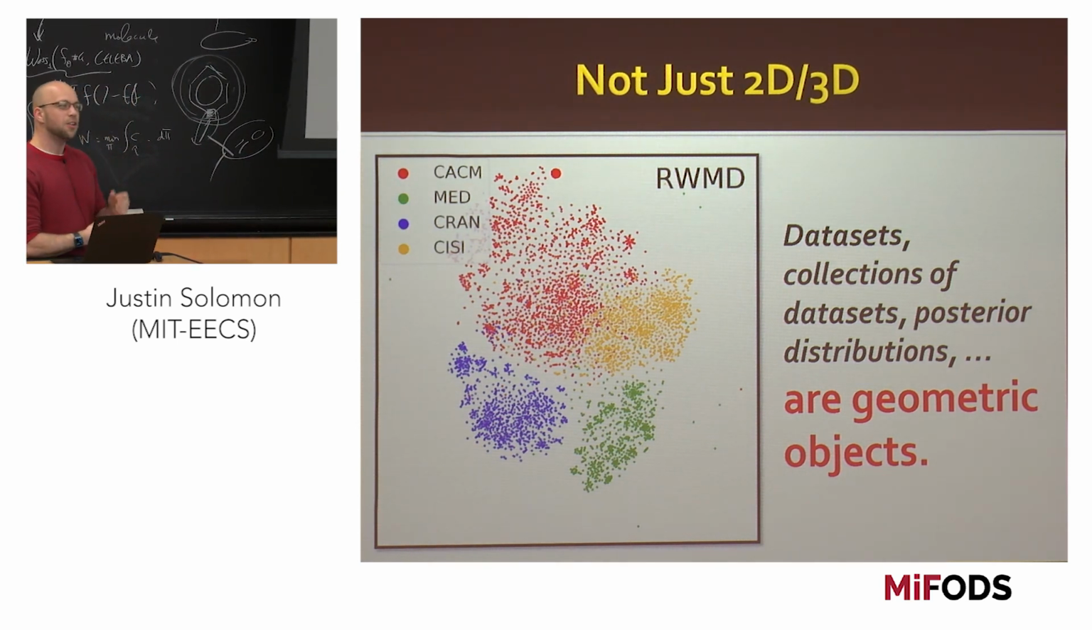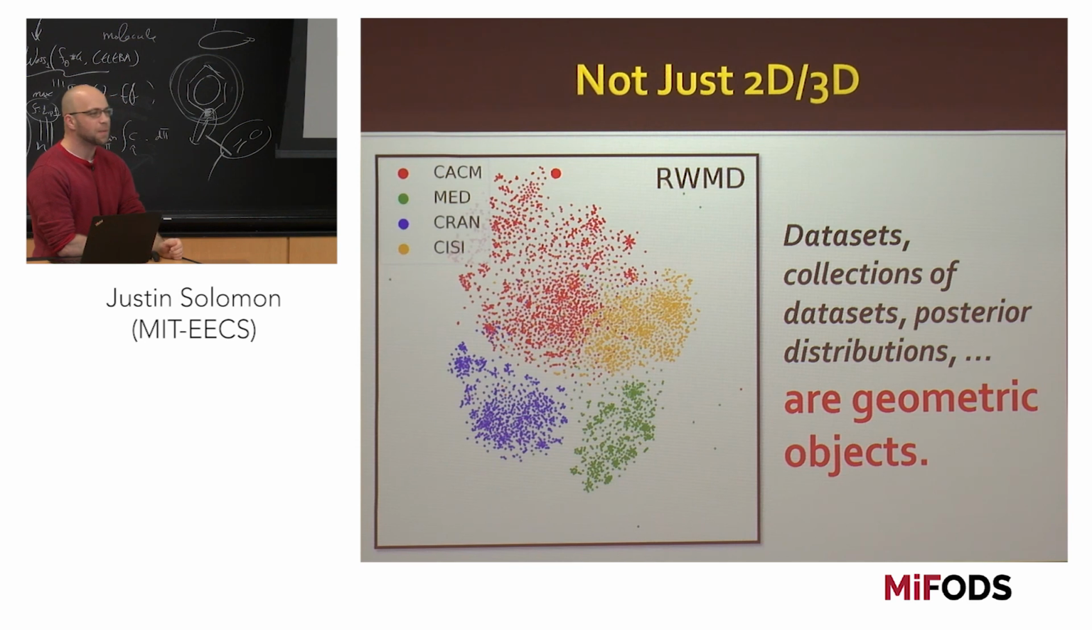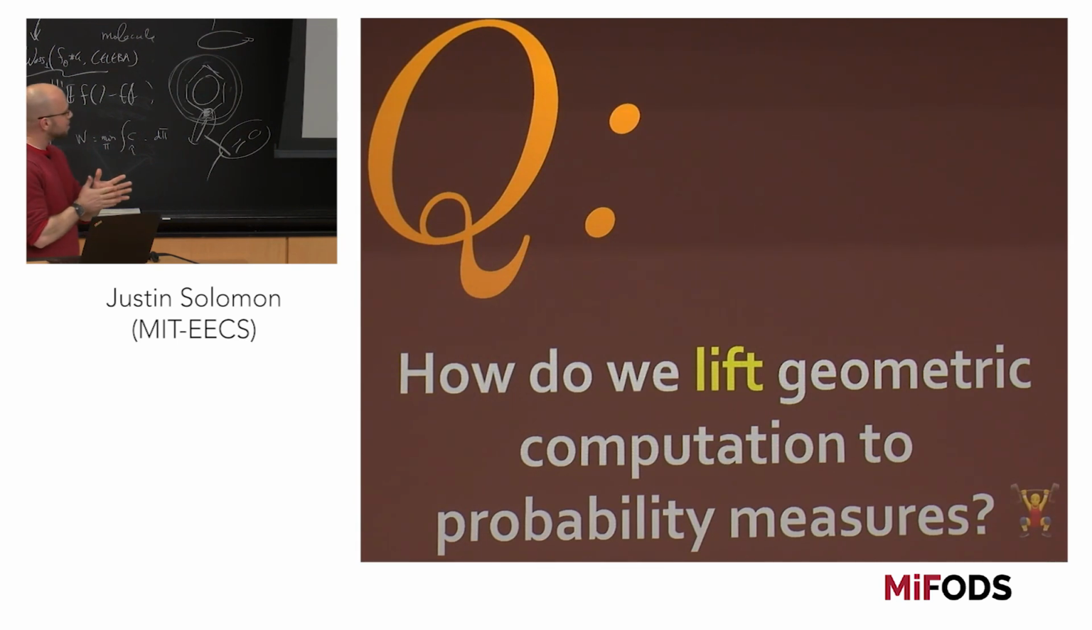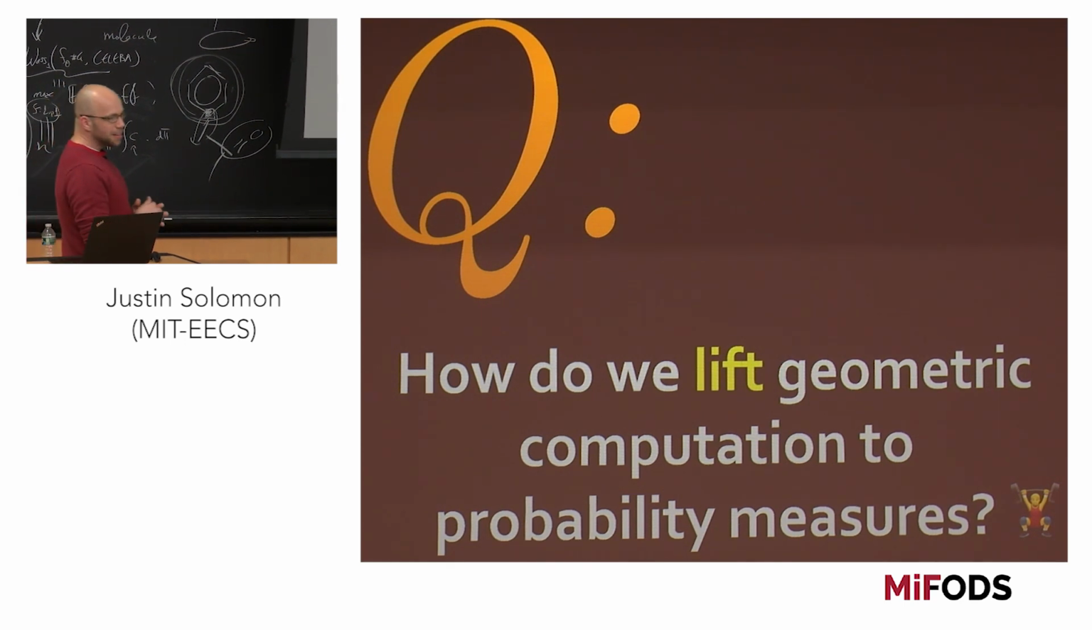When I step back and look at a lot of the machinery we're developing in numerical optimal transport, machine learning, and so on, the theme that I like to pull out is that we're lifting geometric computation from the classic Euclidean, Riemannian world into probability measures, with the goal of being able to incorporate uncertainty, noise, and so on.